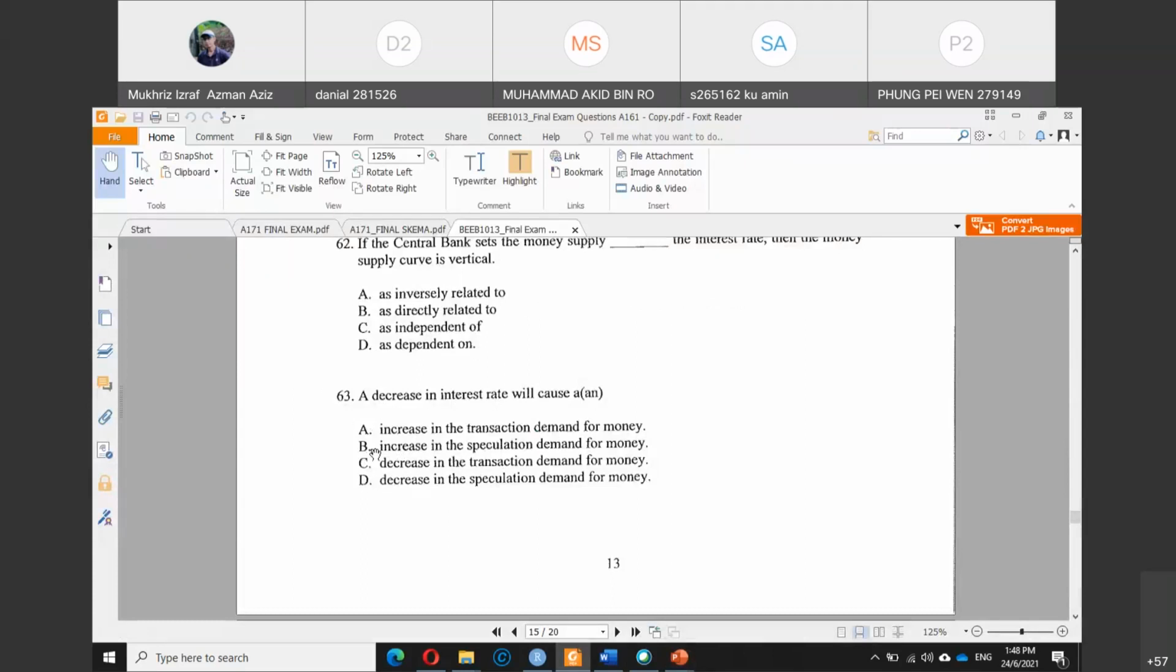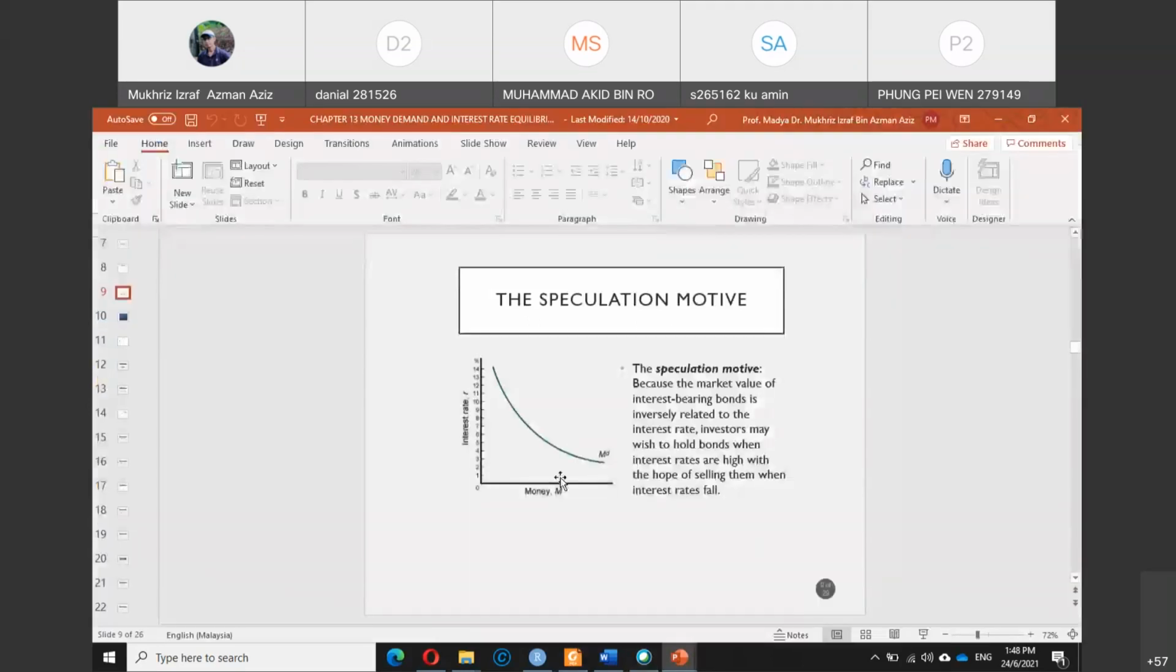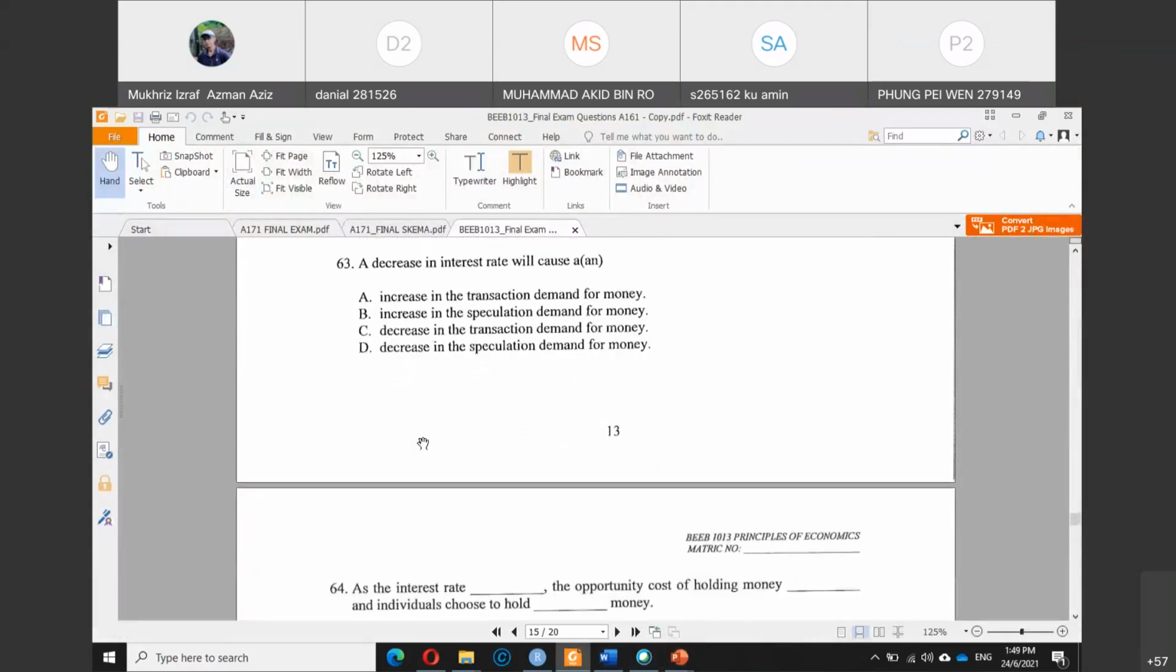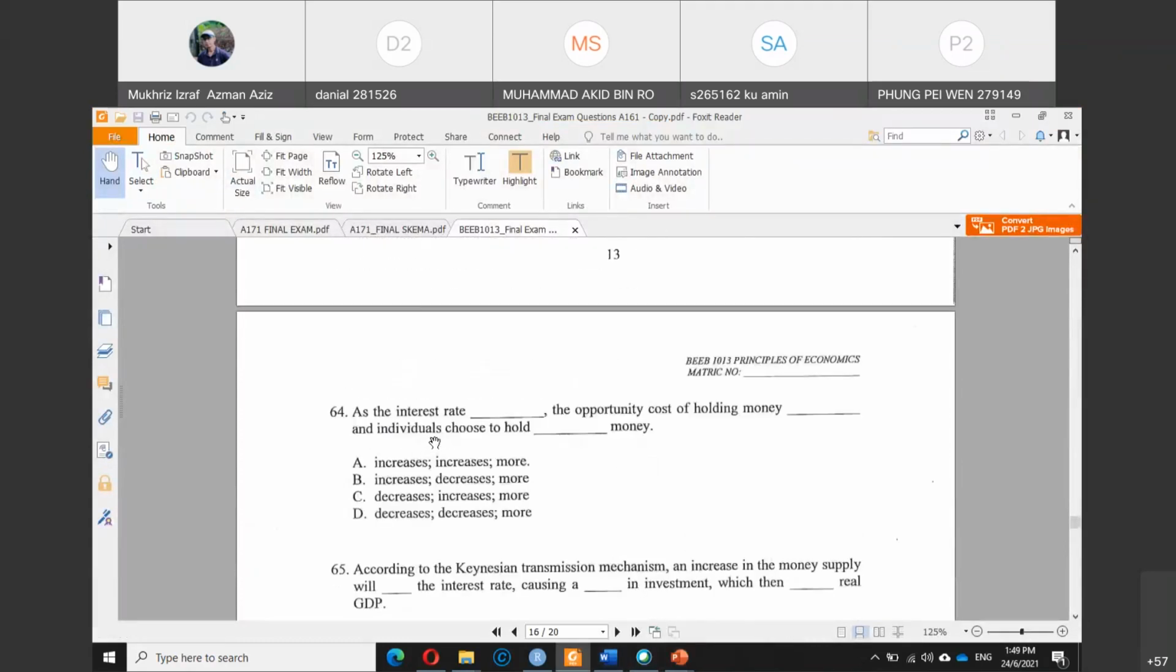So 63 is B. Again, you get this from the graph itself, so you don't need to worry too much about the technical stuff here, as long as you know the general relationship between the speculation motive, the precautionary motive, and the transaction motive, and what the shape of the demand curve is for each of these. So 63 is B. The final question, 65, is based on chapter 14 on aggregate demand and aggregate supply, so that's why I mentioned today we only discuss up to question 64.